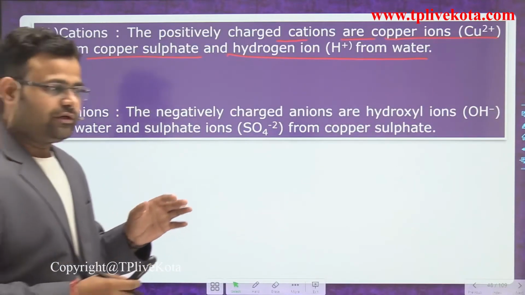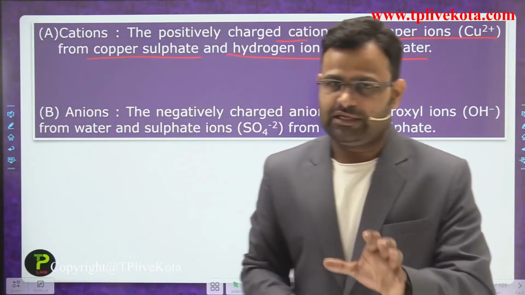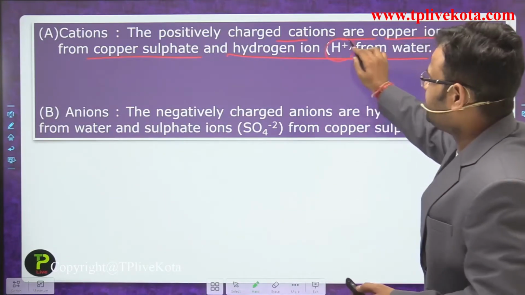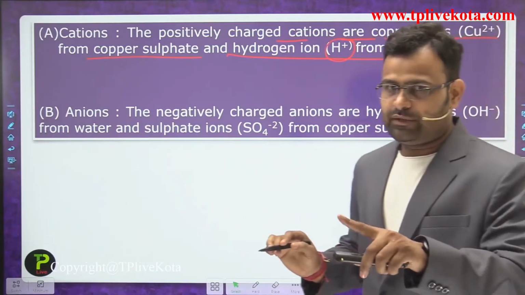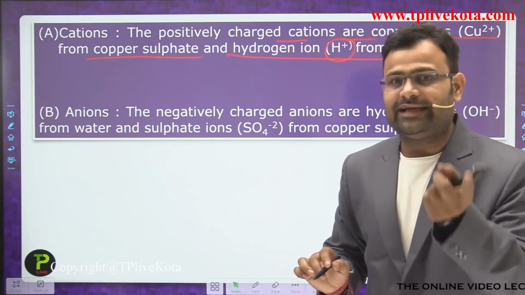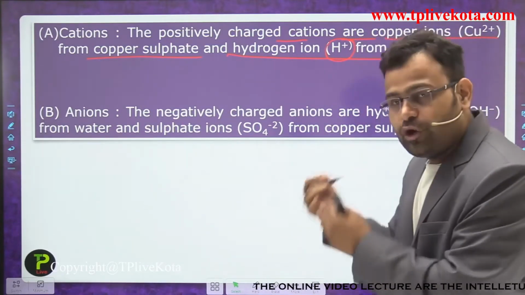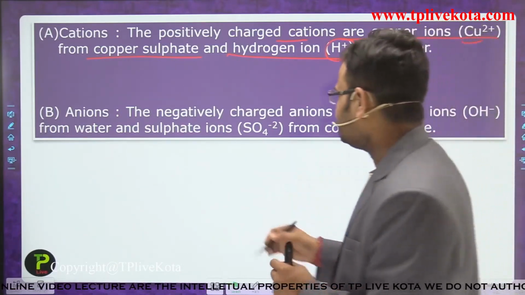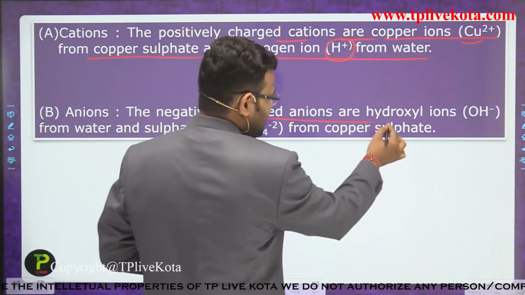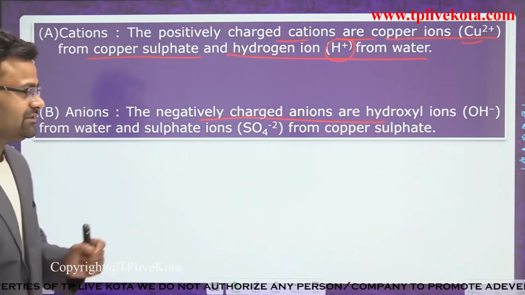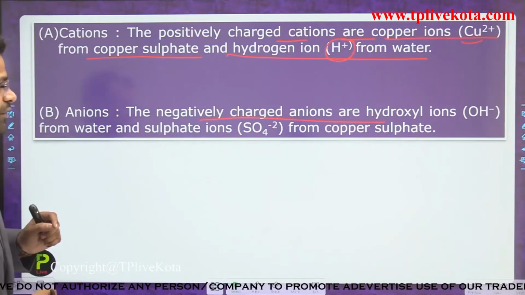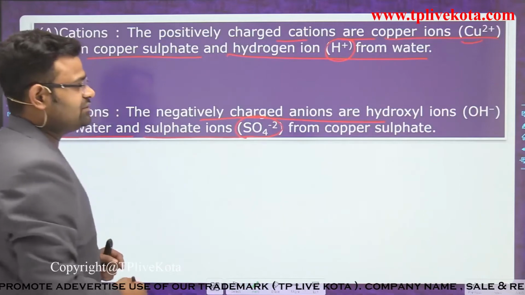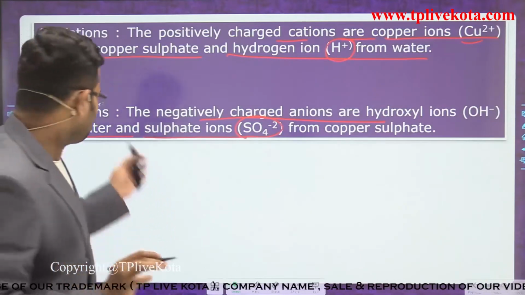Copper sulfate is dissolved, guys, it is a liquid, and the water is divided into two parts. So which are the cations? H2O is converted into two parts, and H plus is a cation. In copper sulfate, Cu+2 is a cation. And which are the anions, guys? The negatively charged ions are the hydroxyl ions, that is OH minus. And the second one is sulfate, SO4 minus 2, that is an anion.